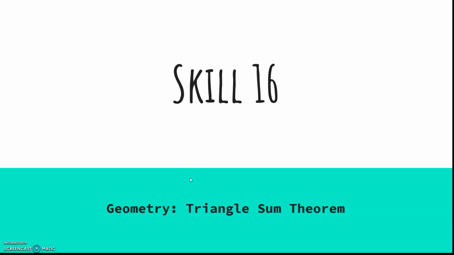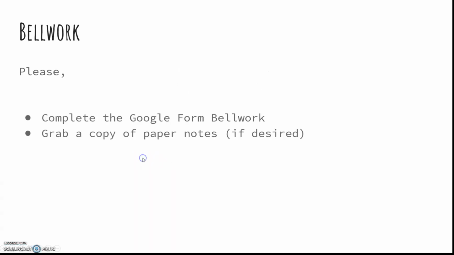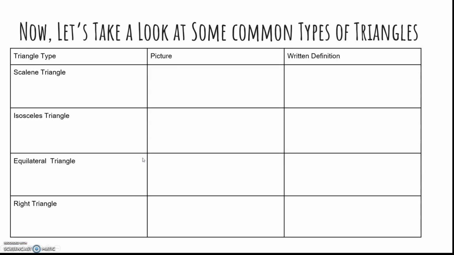Hello, scholars. Today we'll be covering the triangle sum theorem, which studies the measure of angles inside of a triangle. So let's take a look at a couple of different triangles and see what we can find. We have a scalene triangle, which is a triangle that has no sides or angles that match.